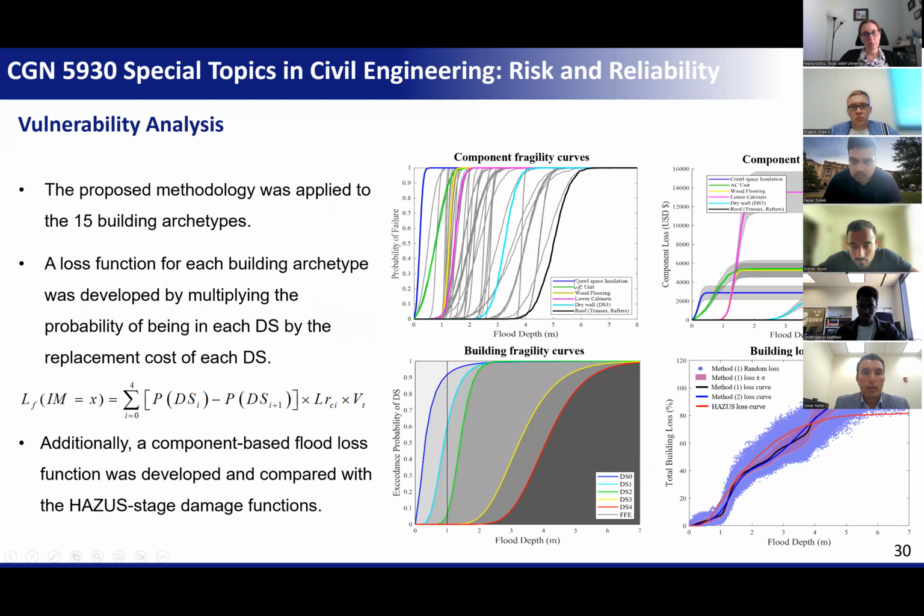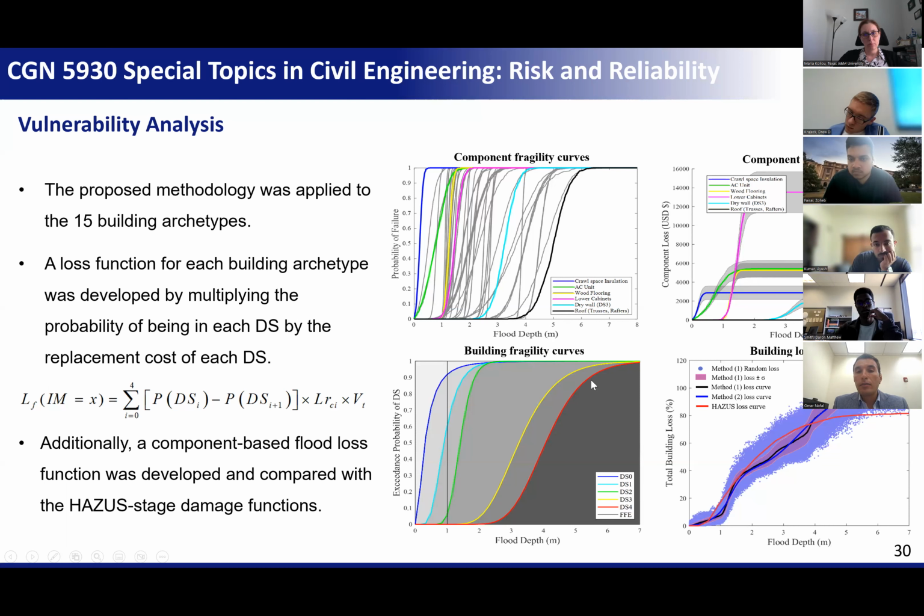Here it shows the detailed results. Here are the component fragility curves, and here are some of the loss curves. So basically, if we know the failure probability of the component, we can know the loss for the component. You multiply the failure probability by the replacement cost of the component. For example, if the failure probability of your TV is 50% and the price of the TV is $1,000, you multiply 0.5 by 1,000, so the loss will be 500. It's a kind of probabilistic loss analysis.